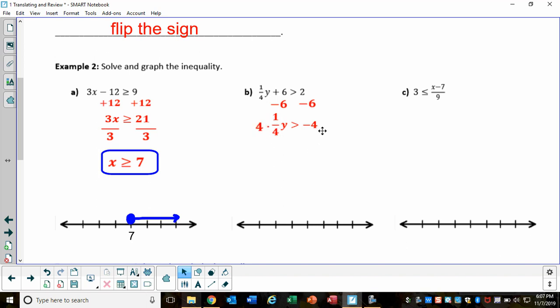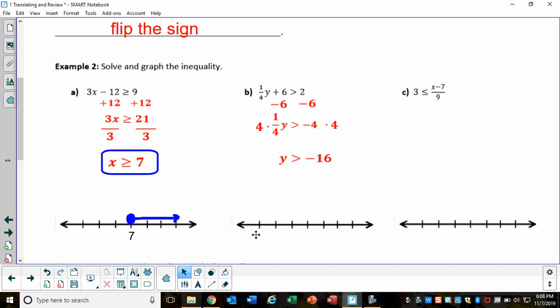to multiply both sides by 4, the reciprocal, okay? 4 times 1/4 will cancel each other out. So I'm left with y on this side, and I get -16 on this side. I keep the sign because I multiplied by a positive number, so I don't need to flip.